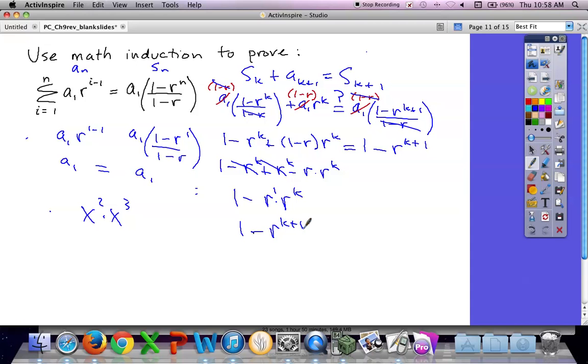Okay. But that's the same thing that we've got on the right-hand side. So we just showed that the left-hand side equals the right-hand side. So by assuming the formula works for n equals k, we showed that it means it works for k plus 1. That means since it already works for 1, it must work for 2. If it works for 2, it'll work for 3, and so on to infinity, right? That's math induction.